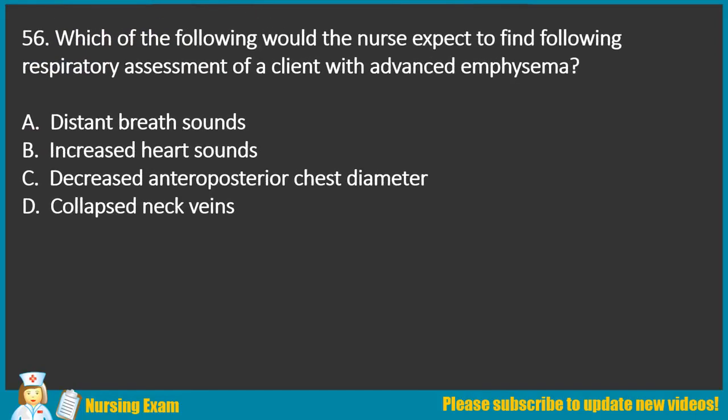Question 56. Which of the following would the nurse expect to find following respiratory assessment of a client with advanced emphysema? A. Distant breath sounds. B. Increased heart sounds. C. Decreased anteroposterior chest diameter. D. Collapsed neck veins.